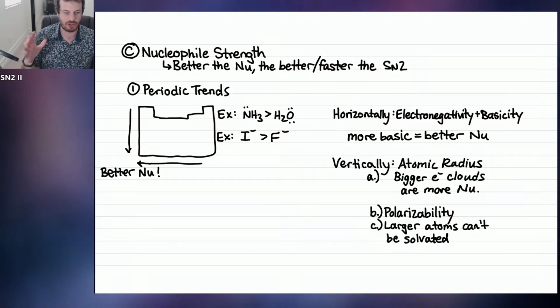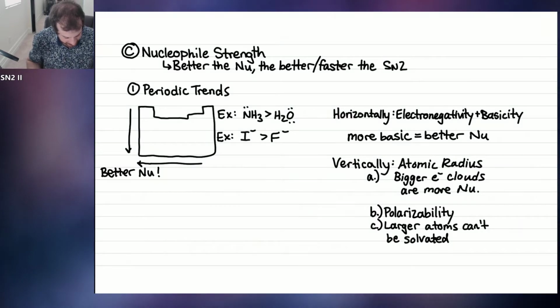You can imagine a large atom, when it collides with solvent molecules, just pushes them out of the way. Versus if you're a really small nucleophile and you hit a solvent molecule, that could really ruin your day. So those are the reasons why large atoms are more nucleophilic. By the way, I'm going to give you a list of nucleophile strengths, so you can see examples of really strong nucleophiles and weaker nucleophiles, and see if you can spot the periodic trends in that list. So check out that list of nucleophiles on Canvas.